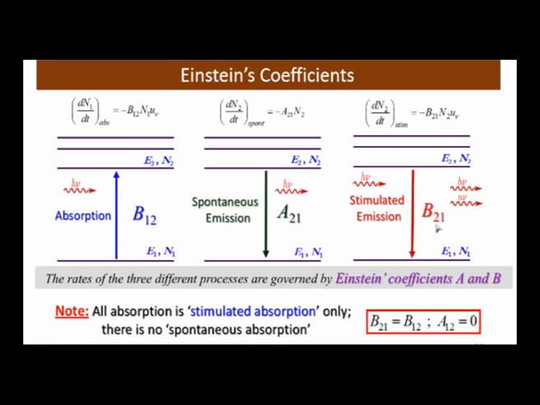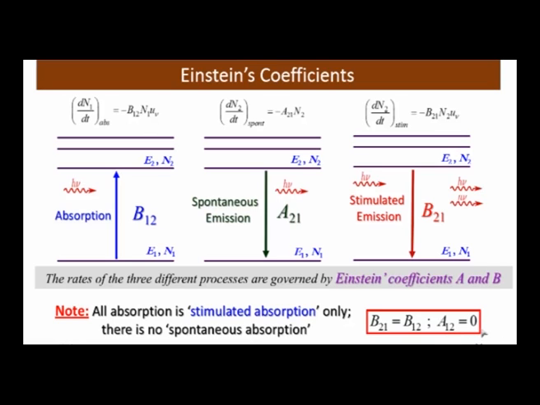Now you may see that A12 is missing. Why is A12 missing? It turns out that B21 is equal to B12. You can prove it in any of the textbooks, but in a few lectures we can't go into that detail. So, all absorption is stimulated absorption only, and there is no spontaneous absorption. That is why B21 is equal to B12, but A12 is equal to 0. Okay, we have only A21, not A12.